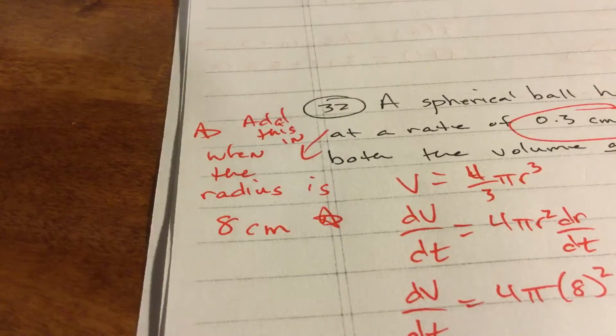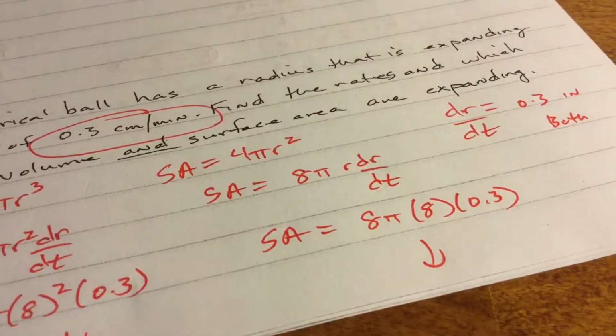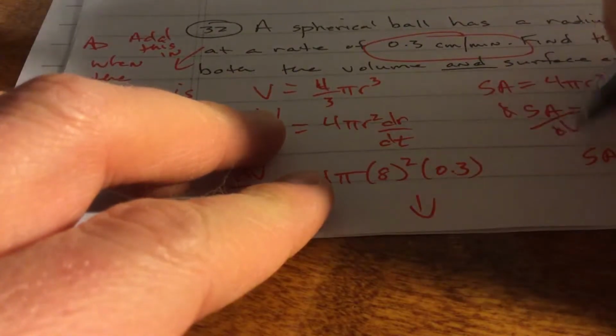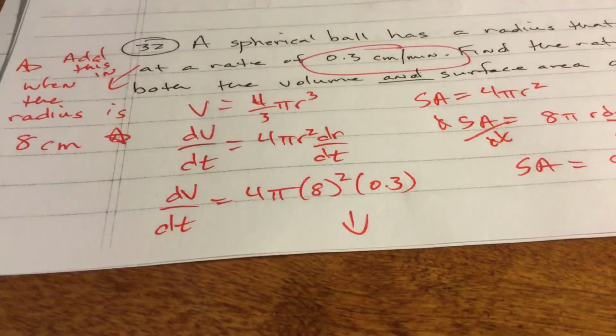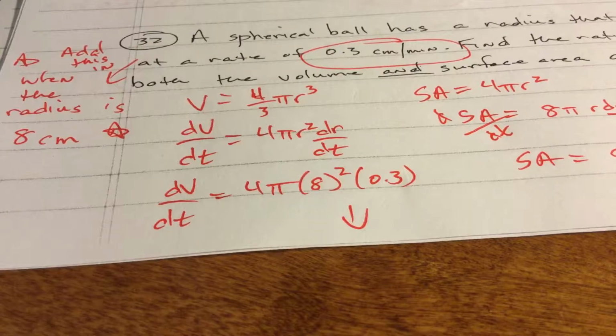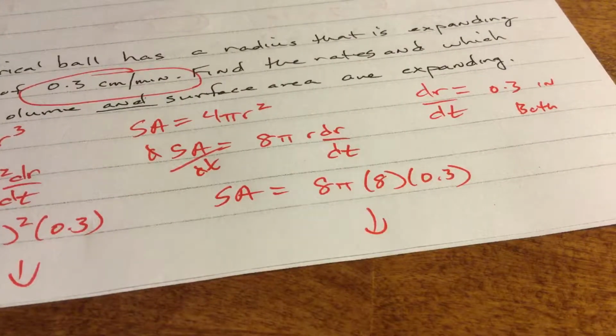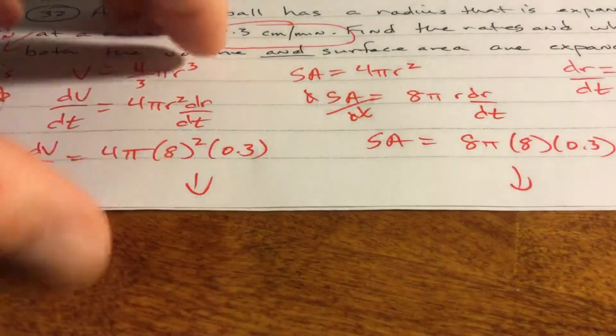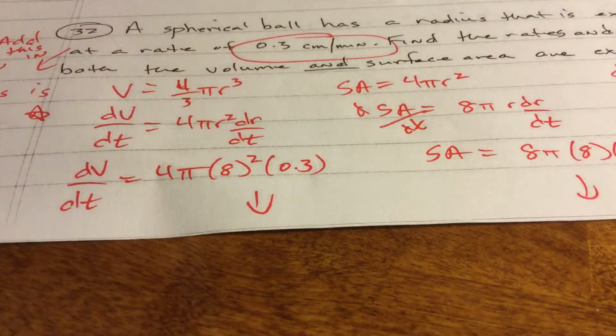A spherical ball has a radius that is expanding at a rate of 0.3 centimeters a minute. Find the rates at which both the volume and surface area are expanding when the radius is 8 centimeters. Okay, there's the volume formula, surface area formula. It should be dSA/dt. Take the derivative. The only things changing are the volume and the radius. And plug in 8 and 0.3: 8 for the radius, 0.3 for dr/dt. All right, cool. I'm sure, hopefully, you have enough info.